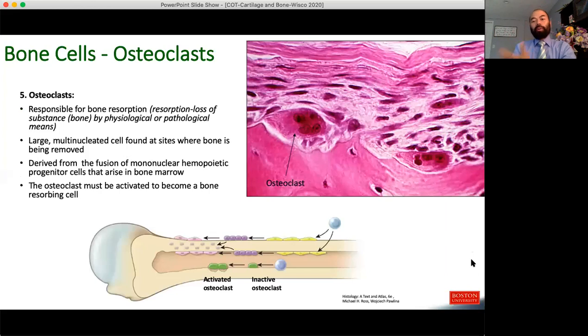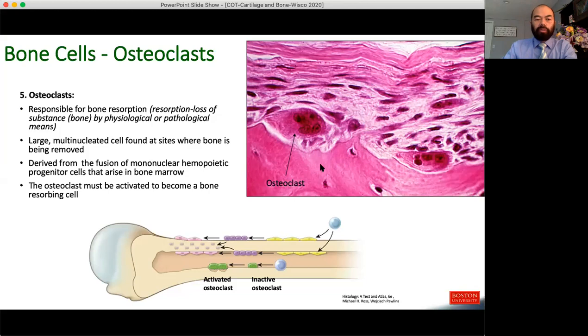All right, so now what about the osteoclast? Look at this bad boy, it's huge, right? So what you see here is woven bone underneath the osteoclast. This happens to be, that looks like dense irregular connective tissue. So this might be a developing bone collar.